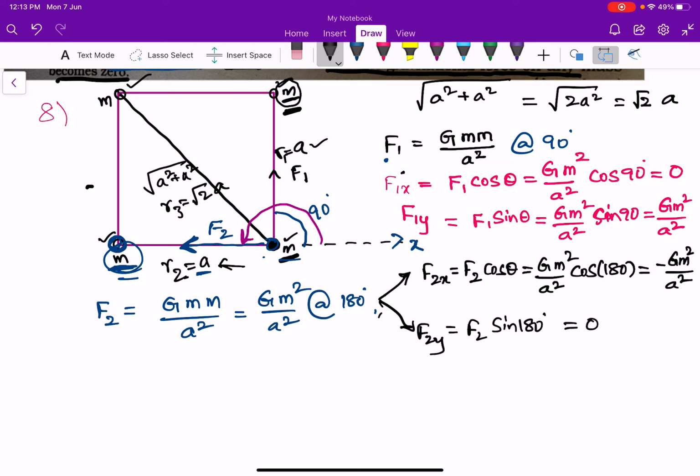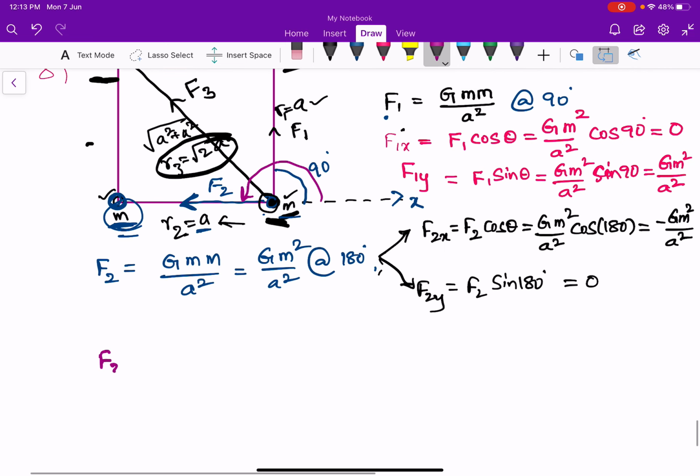Now I am going to find the force exerted by this mass on this mass. So this is nothing but an upward force. Attractive force, let us consider F3. This mass and this mass are separated by a distance of R. So I am writing the F3 value is equal to G M1 M2 by R square. R is nothing but root 2 a whole square. That is nothing but G m square by 2a square is the answer. Root 2 whole square is nothing but 2. A square is a square.